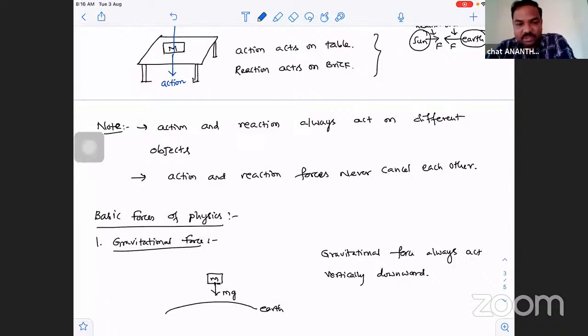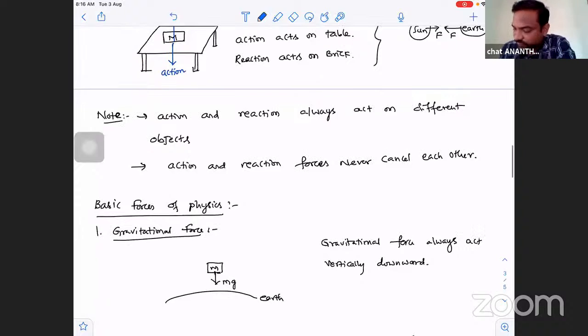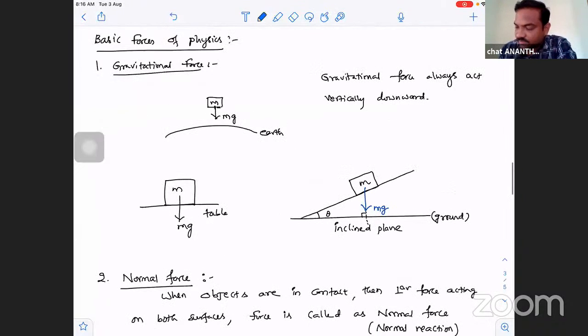As we are talking about laws of motion, first of all, we have to know about forces. Without knowledge of forces, we cannot study anything in the laws of motion. So that's why I started forces, the basic forces of physics. We have different types of forces. The first type of force we are going to see is gravitational force, which is earth attraction. Gravitational force is nothing but earth attraction. It is always an attractive force towards the earth, so it will act vertically downward.